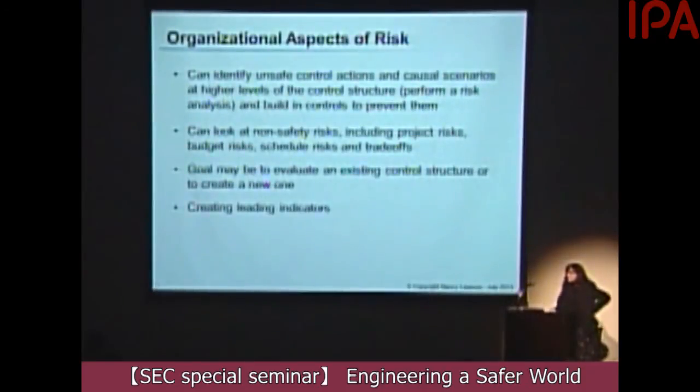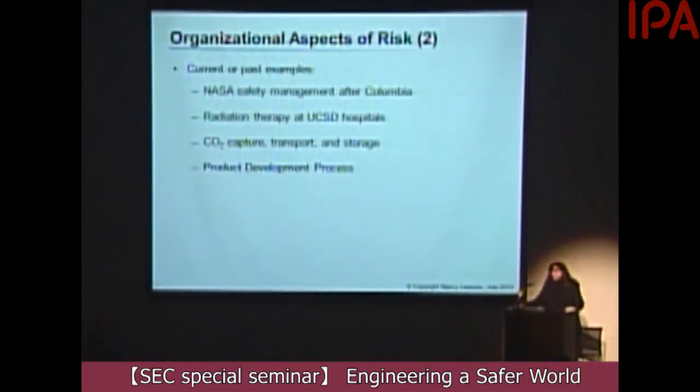We can also look at organizational aspects of risk. You can identify unsafe control actions and causal scenarios at higher levels. Most of what I talked about has been the physical level, and building controls. We can look at non-safety risks, including project risks, budget risks, schedule risks, the trade-offs between all of these. The goal may be to evaluate an existing control structure or to create a new one, or we may want to create leading indicators of risk, to try to predict accidents before they happen.